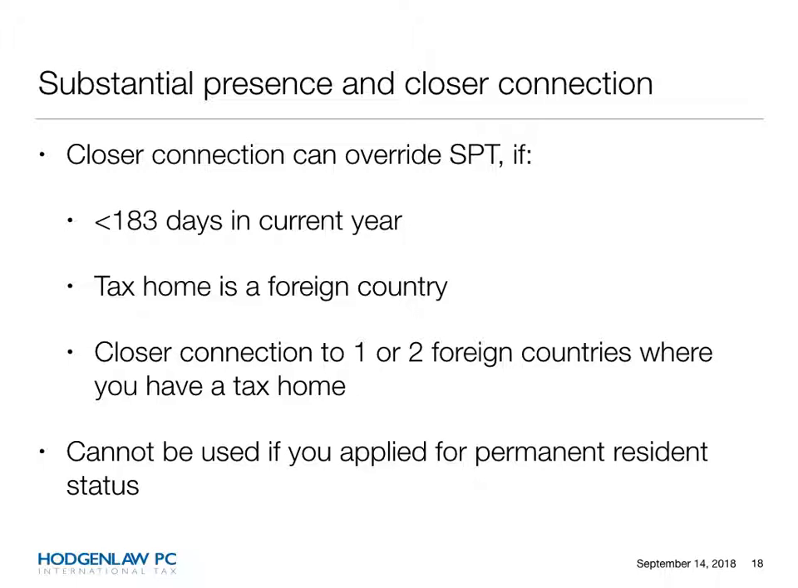You can use this exception if you're in the US less than 183 days in the current year, your tax home is in a foreign country, and you have a closer connection to one or two foreign countries where you have a tax home, closer connection compared to the US at least. However, this exception can't be used if you applied for permanent resident status during the year, or if you already have a green card. So it's only really applicable to the substantial presence test.